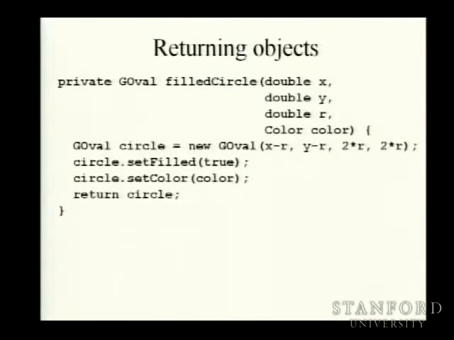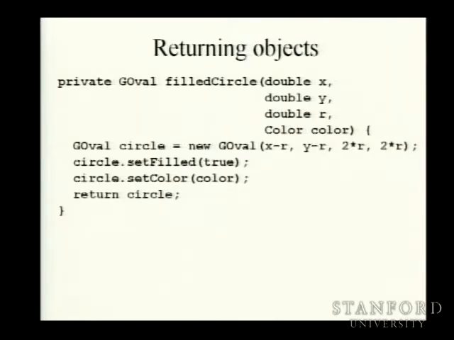Okay. Which is returning an object from a function. Interestingly enough, you can not only return ints and doubles and booleans from functions, you can also return whole objects. So here is a method called filled circle.